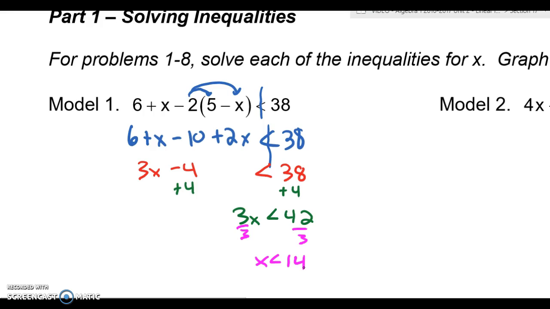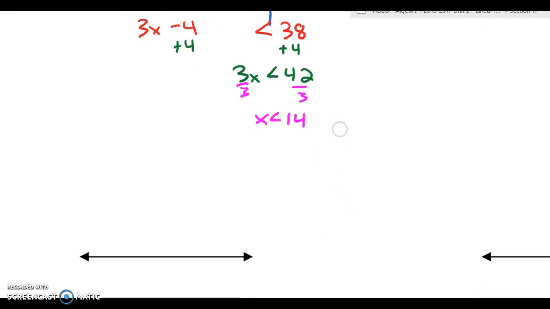So now once I've got that inequality solved, x is by itself, that's exactly what I'm looking for. I'm going to go ahead and graph that. Now to graph that, I'm going to put 14 on my number line. My first question is, what kind of circle am I going to use? Am I going to use an open circle or a filled-in circle? And the difference is, are we including 14, in this case, as part of our answer or not?